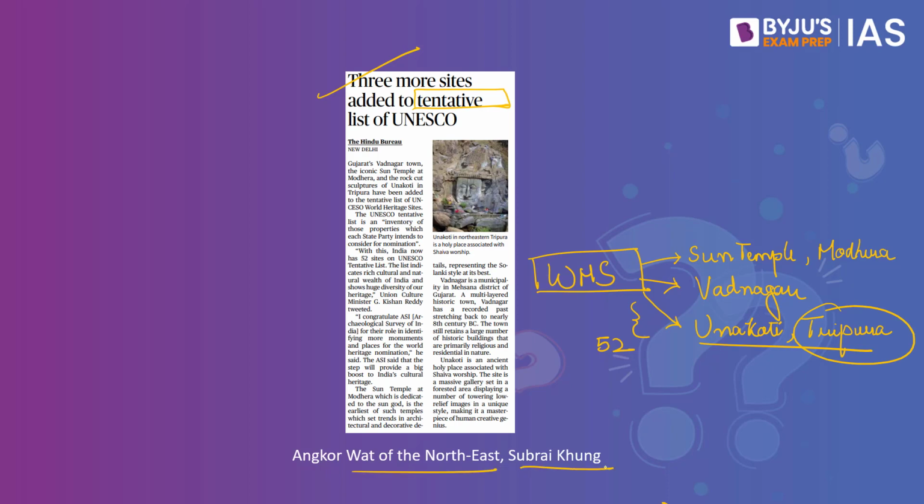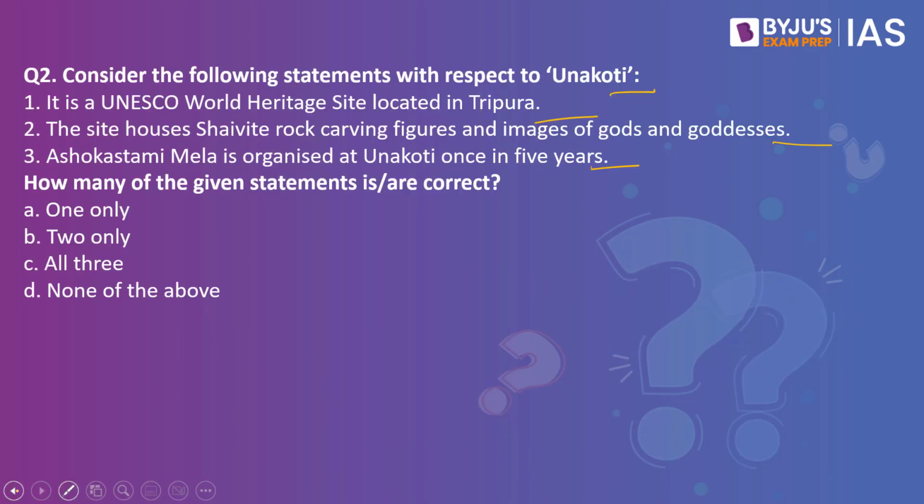It is an ancient holy place associated with Shaiva worship. If you visit this place, you will see magnificent rock carving murals and also waterfalls. It is believed that these carvings, which are located in various areas, are from 7th to 9th centuries. Let me also tell you that Unakoti means 1 less than 1 crore in Hindi and Bengali. When we take a look at our question, we know statement number 1 is incorrect. It is not yet a UNESCO World Heritage Site, but it is added to the tentative list.